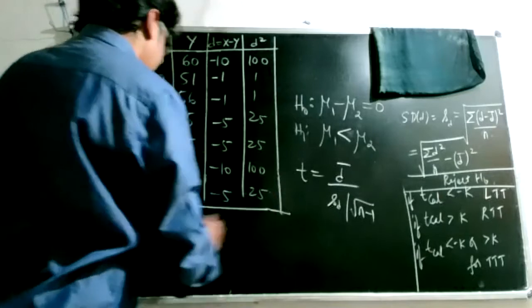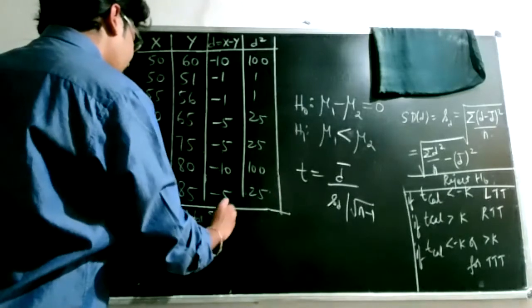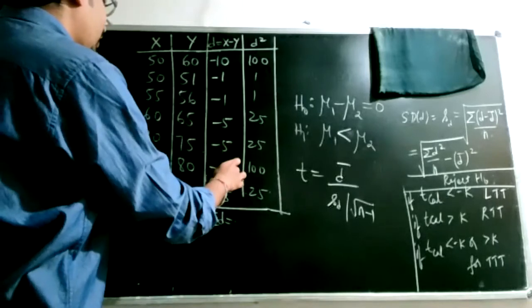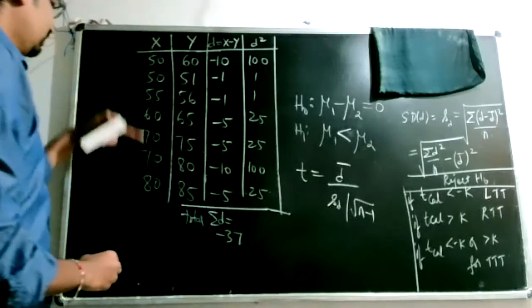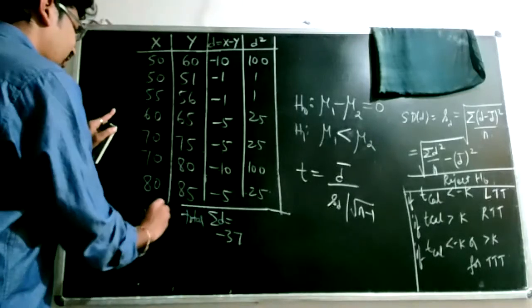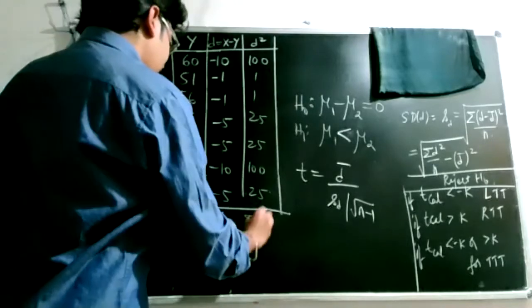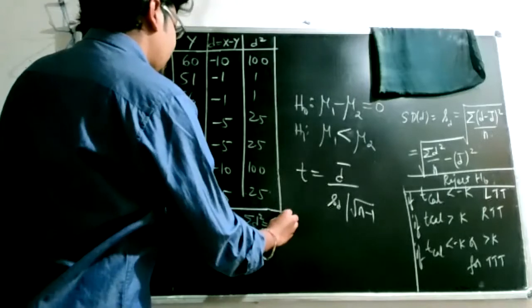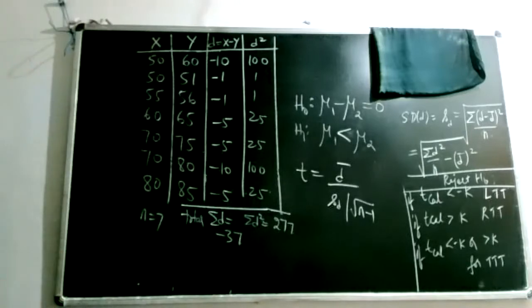Okay. I need the total of this. So sigma D is 10, 20, 30, 35, 37, minus 37. N is equal to 7 pairs. Then 1, 2, 3, 2, 75, 76, 77. So this is our D square.